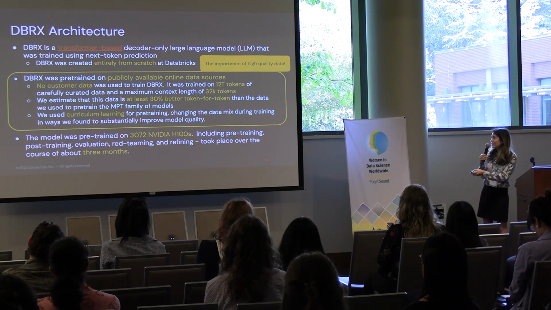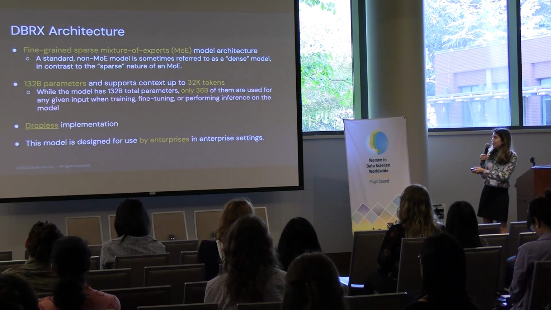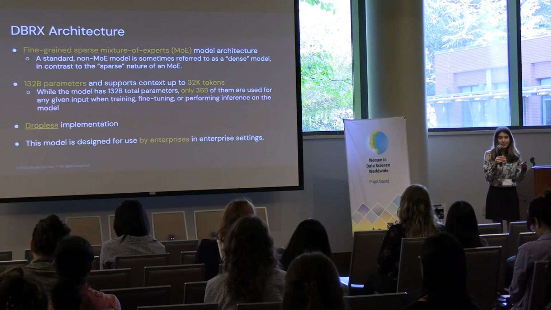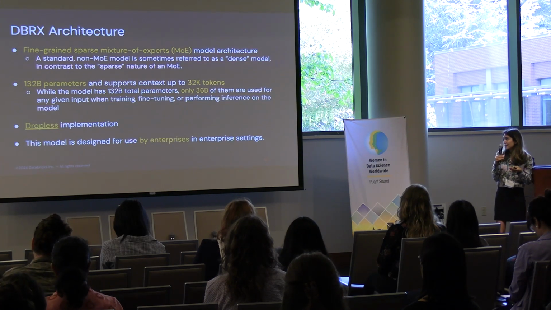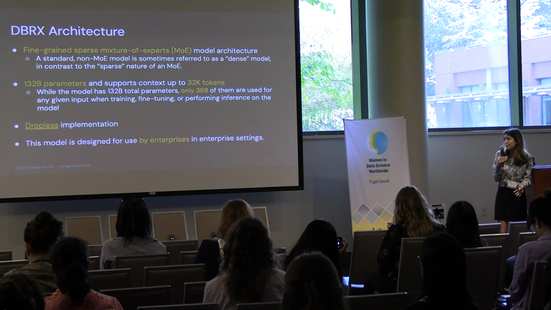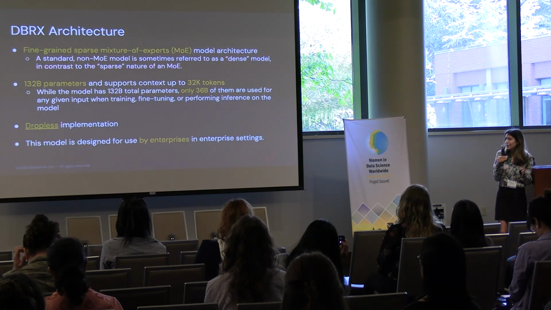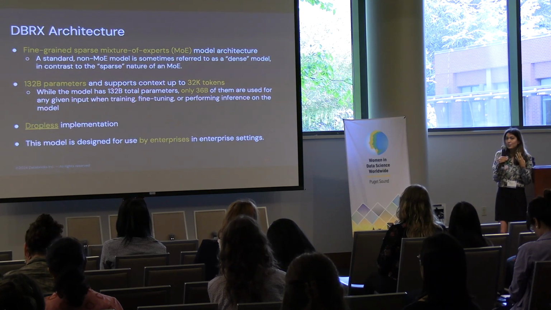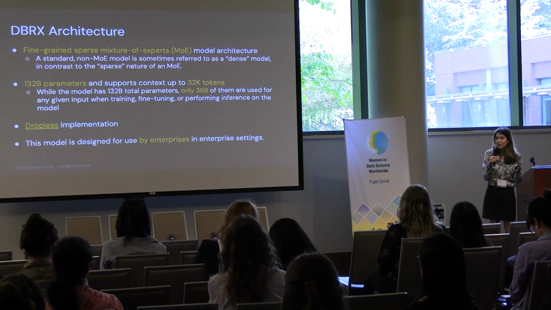Here's the importance of high quality data. So more into the architecture, and this is specifically related to the speed of decoding. DBRX is a mixture of experts model. A standard non-mixture of experts is referred to as a dense model, and a mixture of experts is a sparse model. So it is in total 132 billion parameters, and when it was training, those were the number of parameters we were adjusting. But when you run inference, only 36 billion are used.